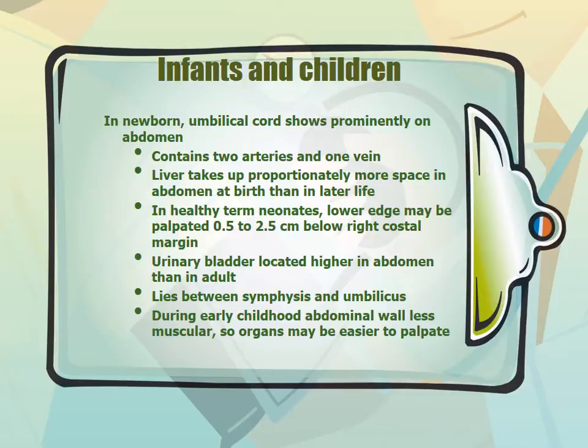The bladder is also located a little bit different in an infant and in a child. It is going to be higher in the abdomen than it is in the adult. It's really going to lie between the symphysis and the umbilicus, so it's up a little bit higher than right there at that pubis symphysis. During early childhood, the abdominal wall is less muscular, so organs are going to actually be easier to palpate in this situation.